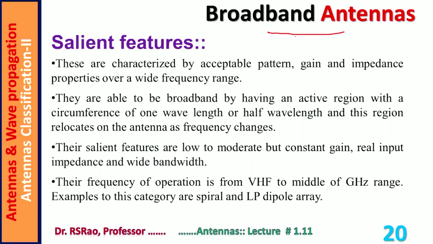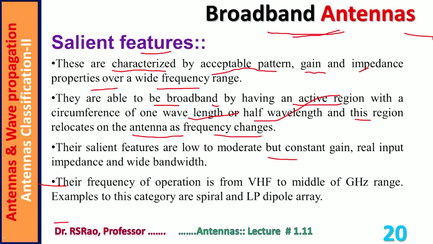Now we consider broadband type of antennas. Their salient features are that they are characterized by acceptable pattern, gain and impedance properties over a wide frequency range. They are able to be broadband by having an active region with a circumference of one wavelength or half wavelength, and this region relocates on the antenna as frequency changes. Their salient features are low to moderate but constant gain, real input impedance, and wide bandwidth. Their frequency of operation is VHF to the middle of the gigahertz range. Examples in this category are spiral and log periodic dipole array.